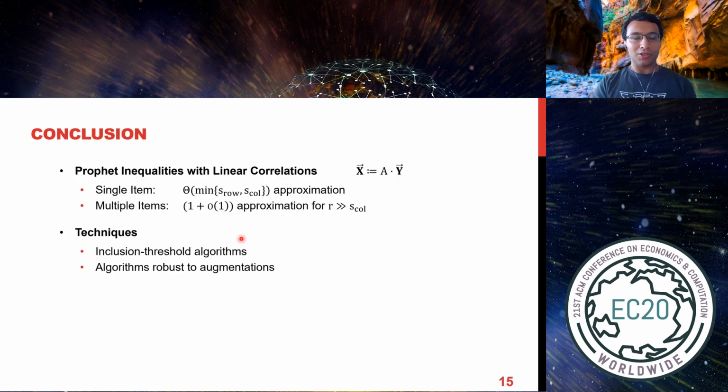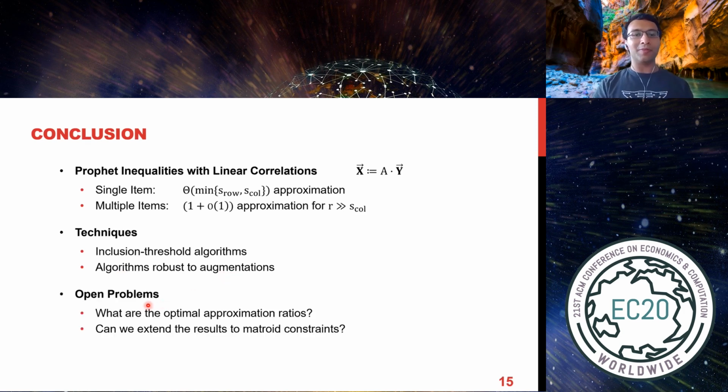Good. So to conclude, we studied this profit inequality with linear correlations model, where we have this linear dependency on these independent random variables, and we have results for both single and multiple items. The main techniques are inclusion threshold algorithms and algorithms which are robust to augmentations, these positive noises.